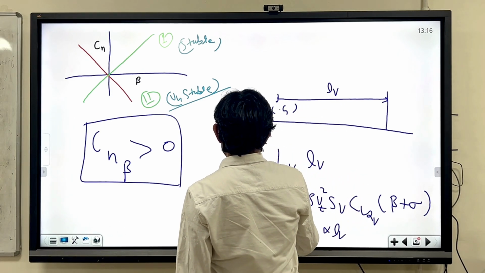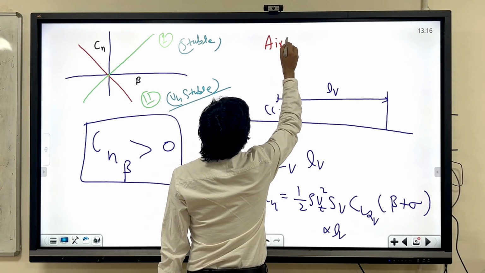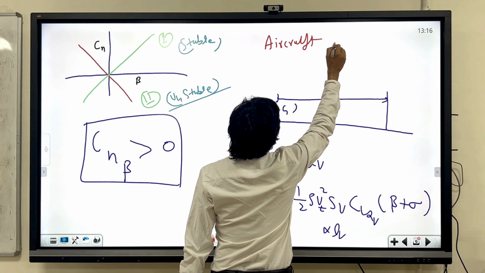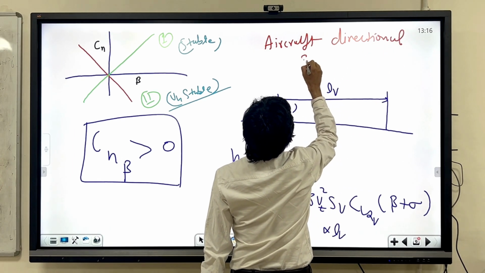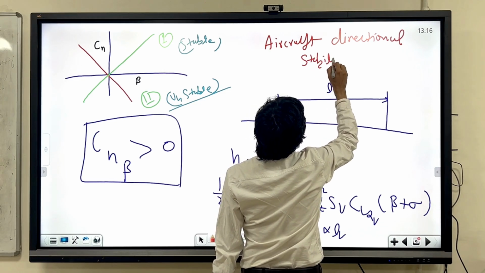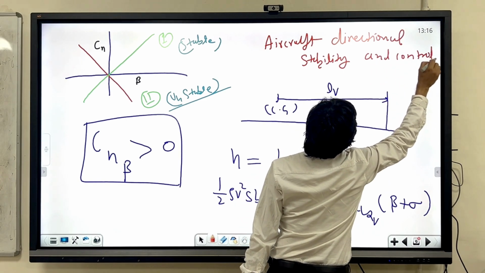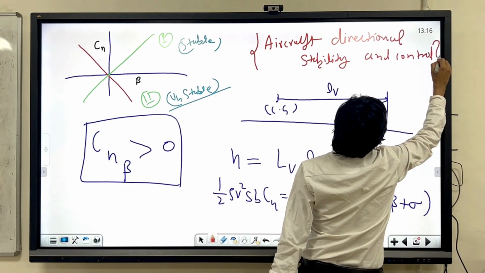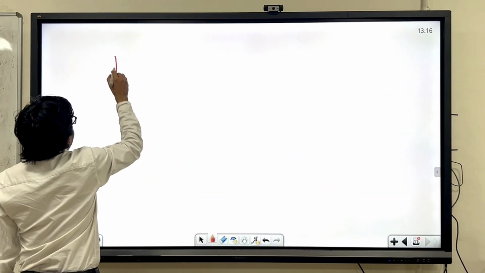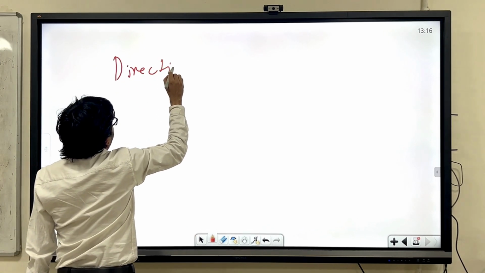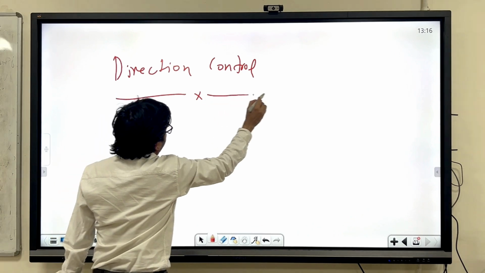Now we'll talk about the directional control, okay. So we'll give the lecture name here: aircraft directional stability and control, okay. So the stability part is over. We will discuss now directional control, okay.